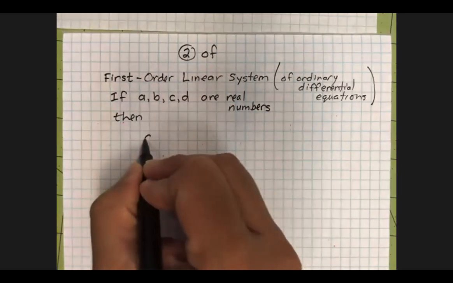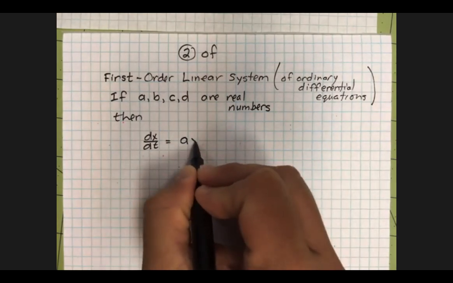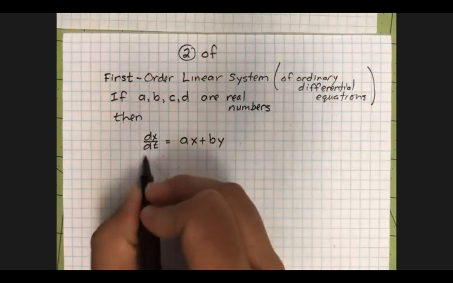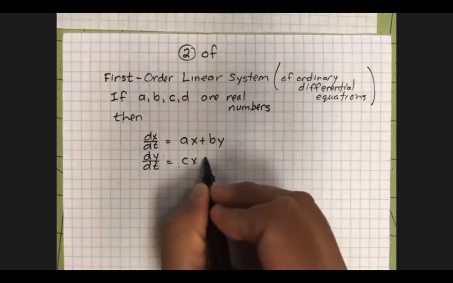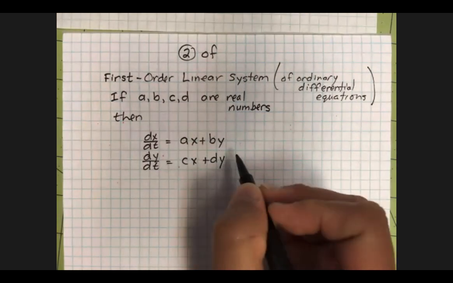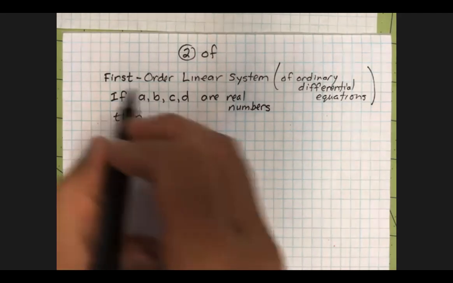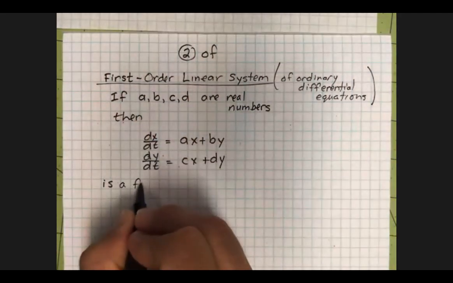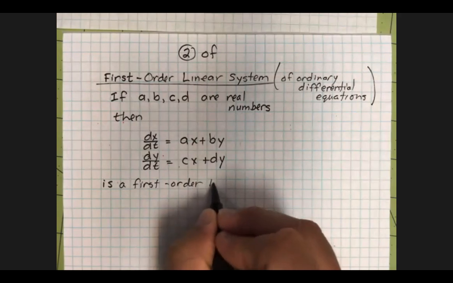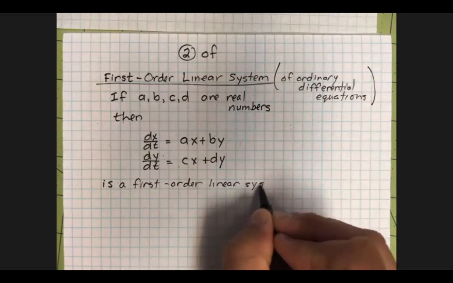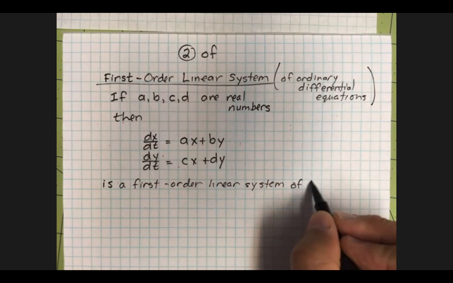Then dx/dt equals ax plus by, and dy/dt equals cx plus dy, is a first order linear system of dimension 2, or you can say of two dimensions.